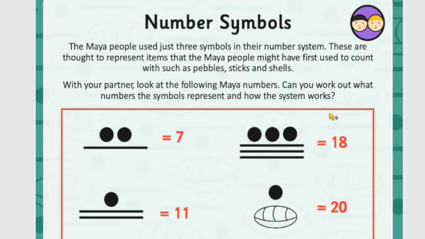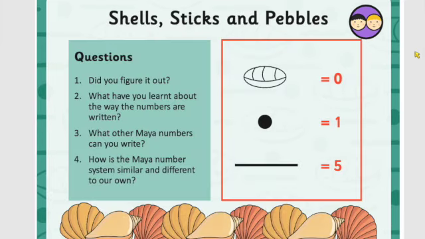Press pause while you have a think about that. Okay, let's take a look. So, the shell represents 0. The dot represents 1. And the line represents 5.